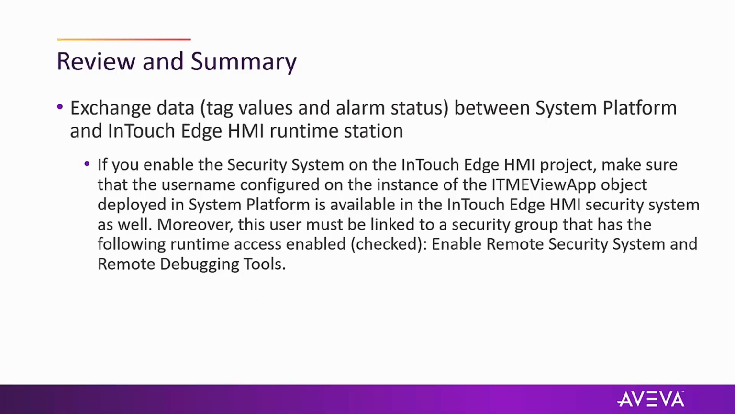Also, to exchange data and status, you need to make sure that if you want to use authentication, if you want to enable the security system, make sure that the user configured in InTouch Edge HMI is part of a group where the option to exchange data remotely, enable remote security system and remote debugging tools is enabled, and use the same user in System Platform. And of course, for communication, you need to make sure that whatever TCP port you enable for communication, 1234 or 51234 by default, is also enabled for communication, and you can use Telnet again to make sure that the connection is valid.